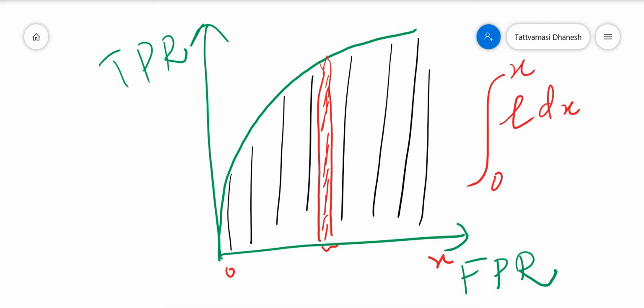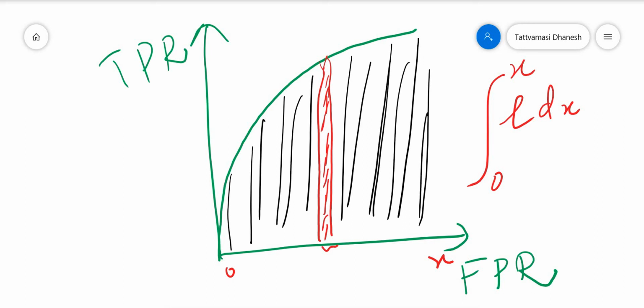Fine. So what we understood is, when you calculate the area under this graph, the shaded portion, this is the area under the graph. So if the value you are getting is near to 1, then the performance of the model is excellent.